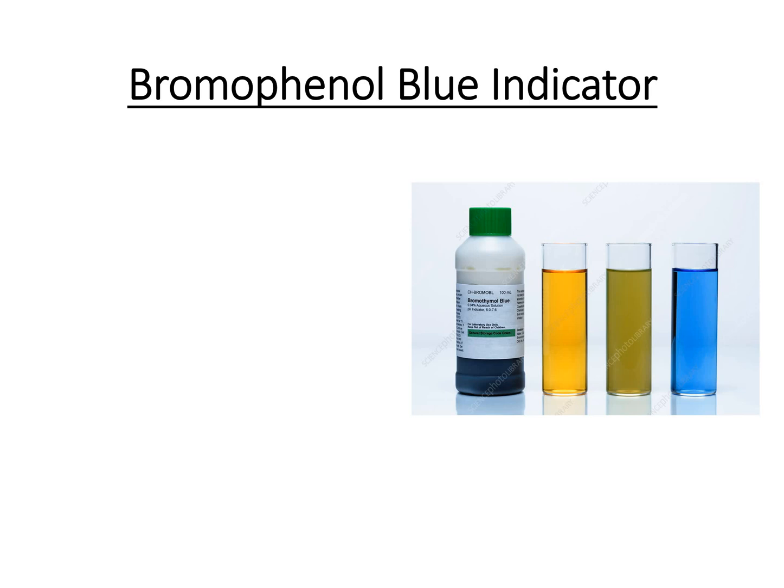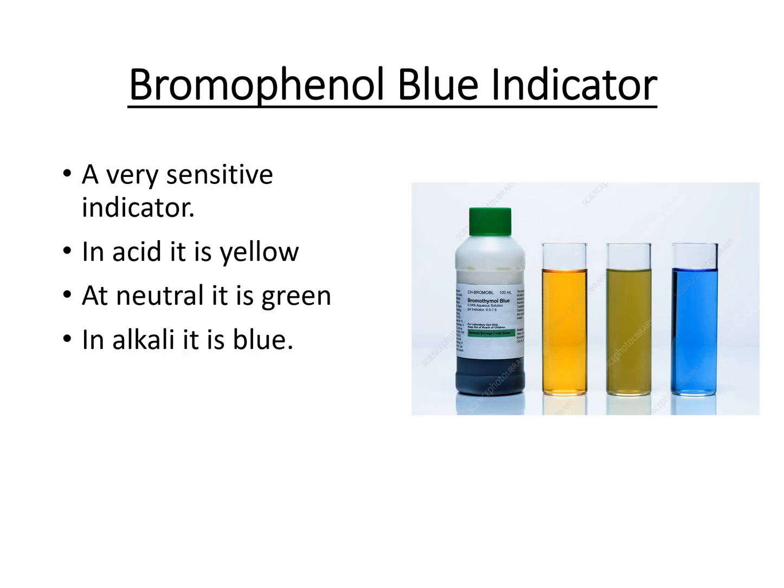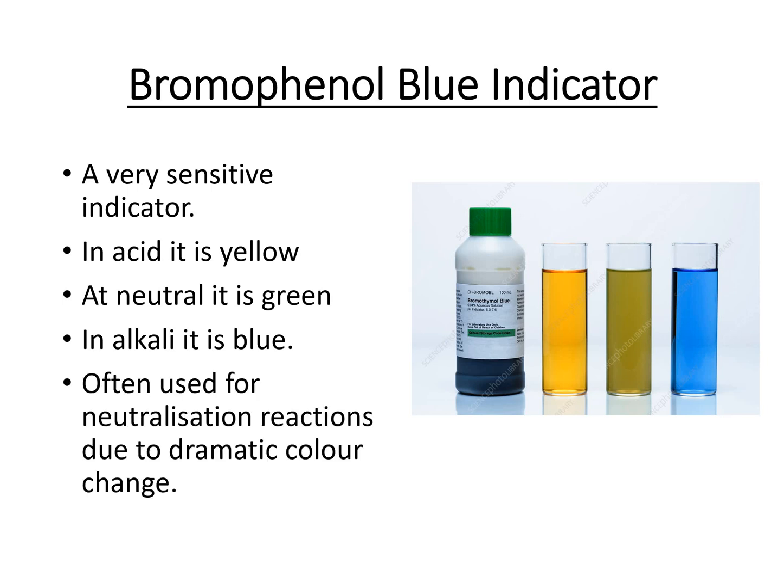So, bromophenol blue indicator. It's a very sensitive indicator, as I said. In an acid it's yellow, in neutral it is green, and in alkali it is blue. You can see that here. And this is how you buy it. And it is often used for neutralization reactions due to the dramatic colour change.